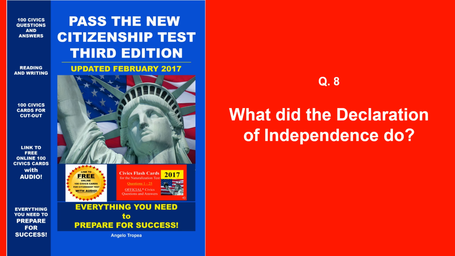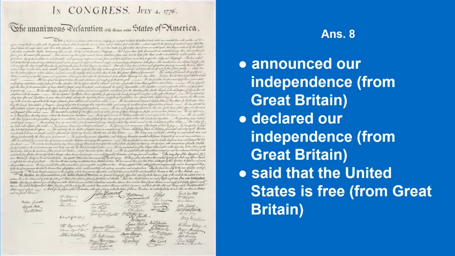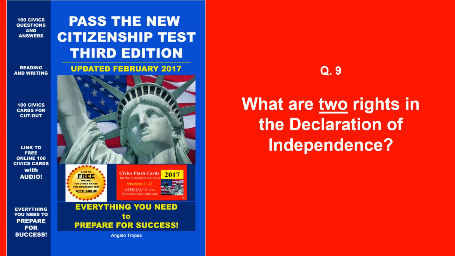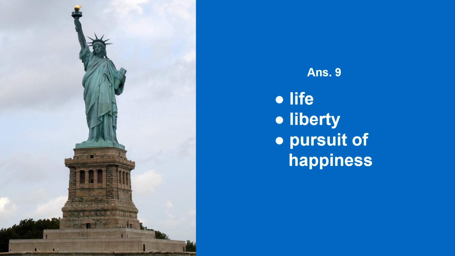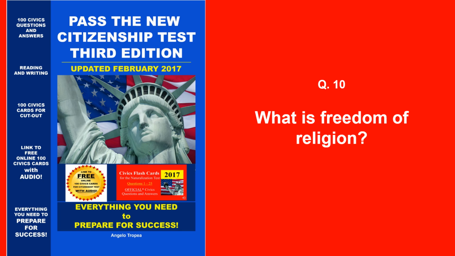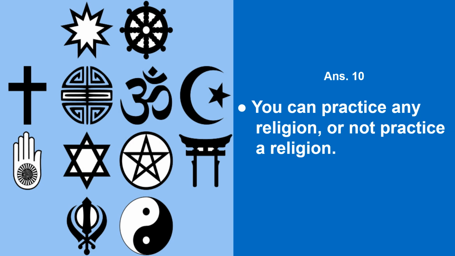What did the Declaration of Independence do? Announced our independence from Great Britain, declared our independence from Great Britain, and said that the United States is free from Great Britain. What are 2 rights in the Declaration of Independence? Life, liberty, pursuit of happiness. What is freedom of religion? You can practice any religion or not practice a religion.